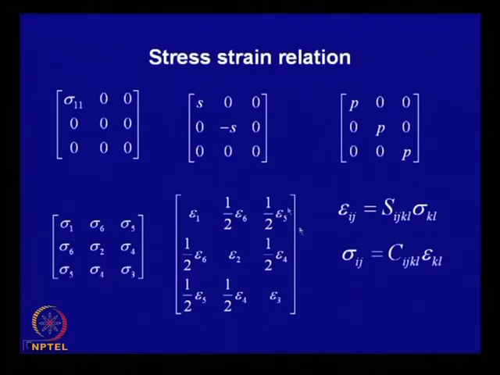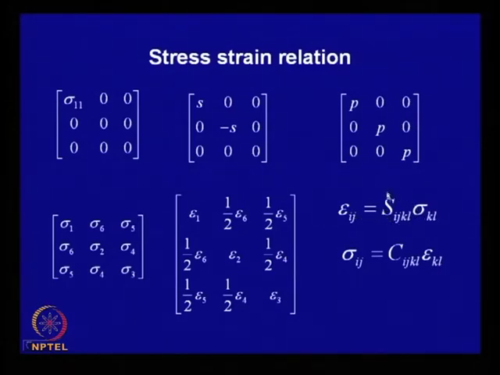Now, using this kind of representation, as I said, that sigma ij and epsilon kl. Suppose this is the state of stress, epsilon kl is the state of strain at a particular point. These two are related by a relationship like this, and the inverse of this is, strain is related to stress by this. So, this is the strain tensor, this is the stress tensor, and you also need another tensor which will convert one into the other.